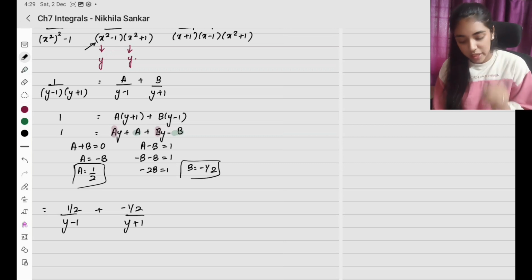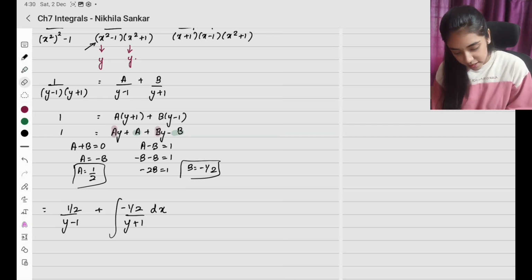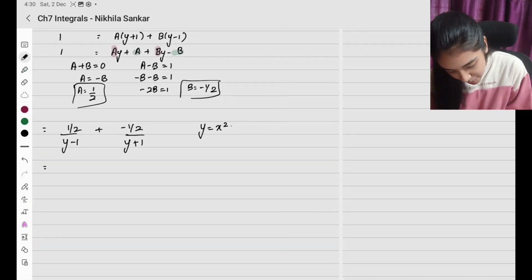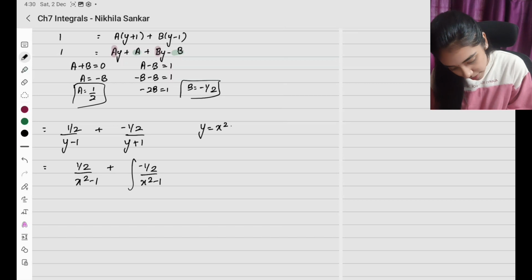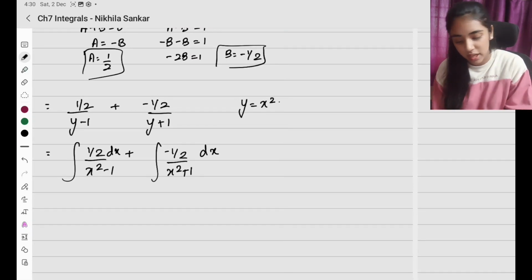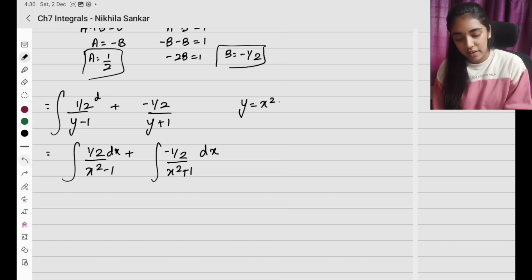Now I need to take the integral, but remember the variable of integration is x. So before taking the integral, I have to change my value for y. So y equals x square. I am going to change it back. So what do I have? Basically 1 by 2 divided by x square minus 1 plus minus 1 by 2 divided by x square plus 1 times dx. Okay, my variable of integration is only dx. So always change it back. We should not take the integral like that because we did not change the variable to dy. Never do that. That will be wrong.